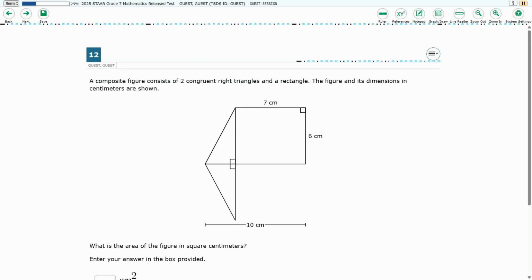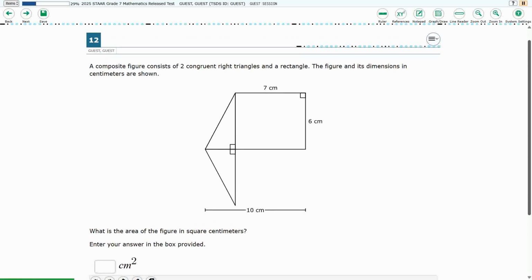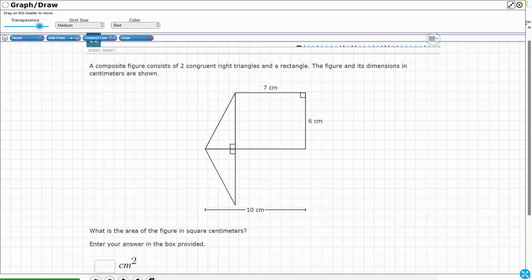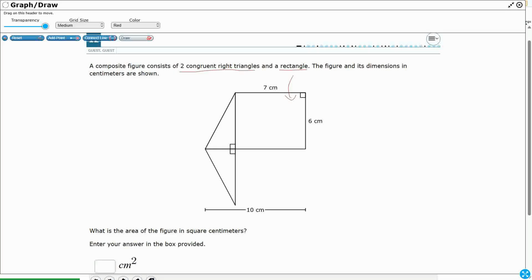So for our equation editor, we're simply just going to type in the answer rather than selecting from A, B, C, or D. We have this composite figure here, and we need to find the area. Now, we have a rectangle. That's obviously right here. This is very important. We've got two congruent right triangles. So we're going to come back to why that's so important in just a moment. But let's first focus on finding the area of this figure.